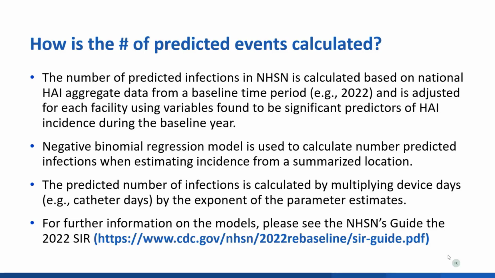So in practical terms, the predicted number of infections is calculated by the number of catheter days by the exponent of the model's parameter estimate. This allows the model to account for the specific risk profile for each location while staying anchored to the national benchmarks. For those who want to dig deeper into the model structure or the variables used, I recommend viewing the NHSN guide to the 2022 SIR.